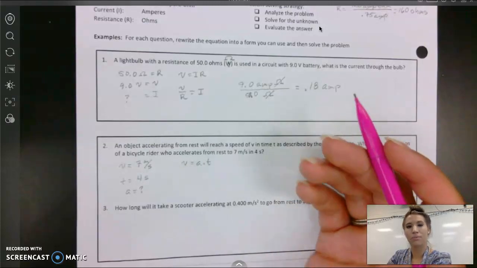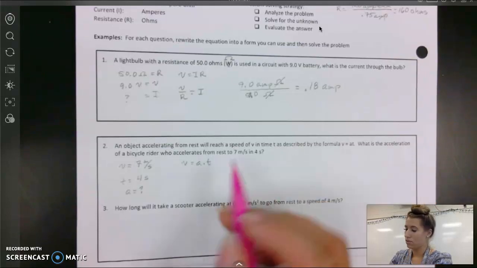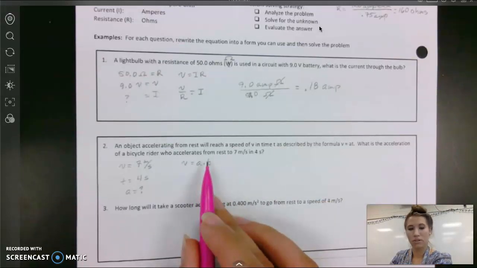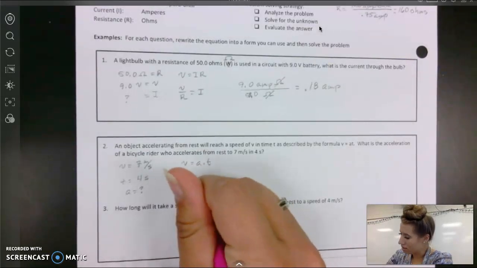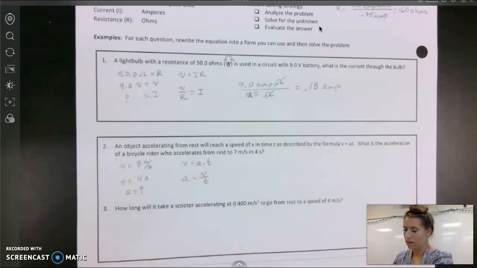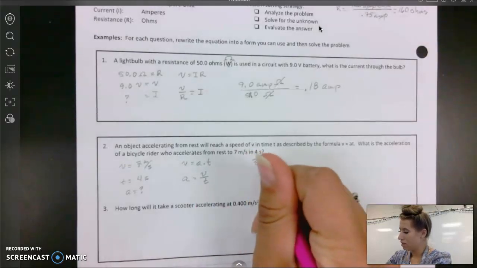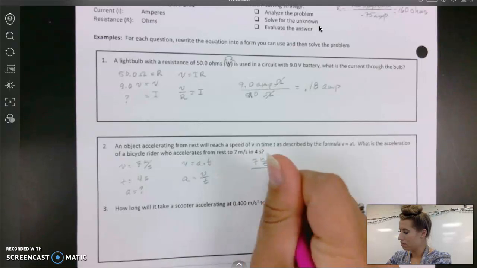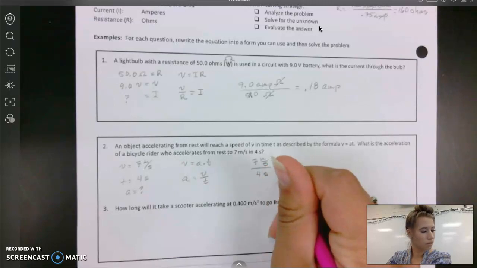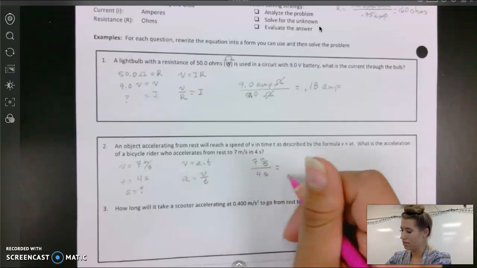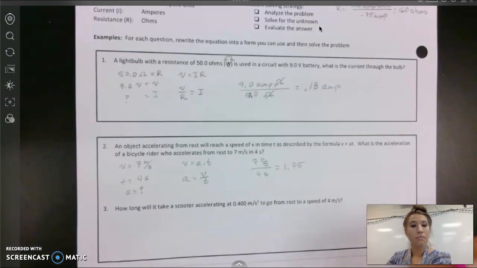Okay, we got the first part done. We analyzed the problem. Now let's rearrange the equation to solve for the unknown. So we need to get acceleration by itself. So we'll divide both sides of the equation by t. So acceleration is equal to velocity divided by time. Okay, let's plug in our values. Our velocity is 7 meters per second, and our time is 4 seconds. And so we get 7 divided by 4, 1.75.